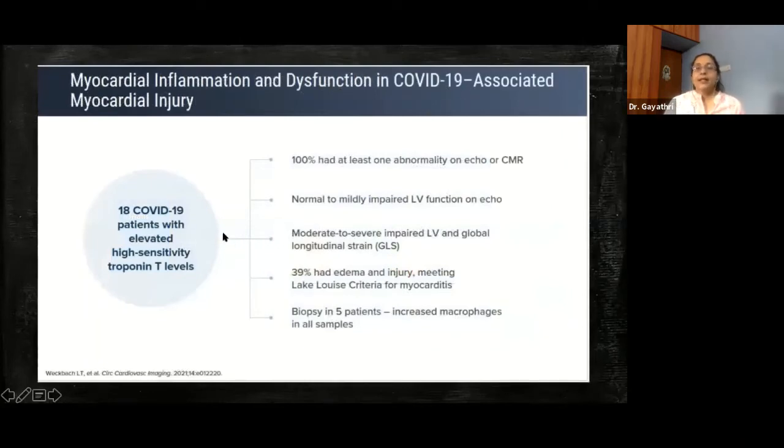Now, this is one study where the myocardial inflammation and dysfunction in COVID-19 patients were studied, and it was assessed using cardiac MRI, and 18 COVID patients were enrolled for the study. And what we have to see is all 100% of them had some problem or the other in echo or MRI, and they had high troponin T levels, and some had minor LV dysfunction, and some had the global longitudinal strain pattern, and 39% had edema as per the Lake-Louis criteria, and biopsy showed increased macrophages in all 5 samples.